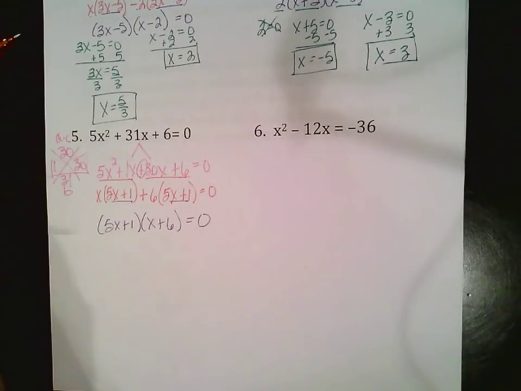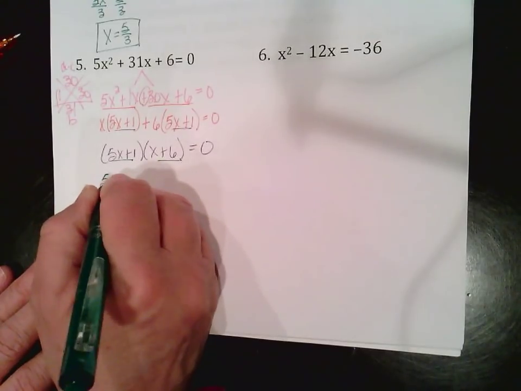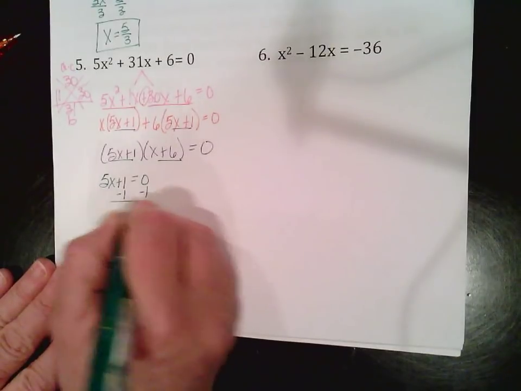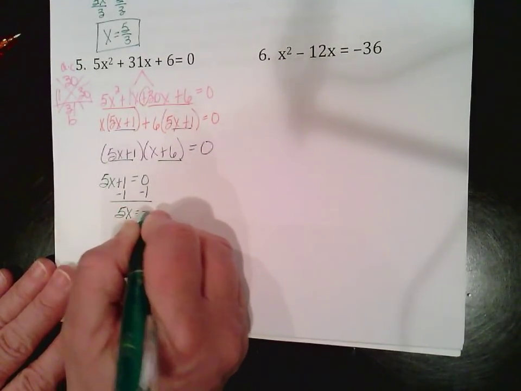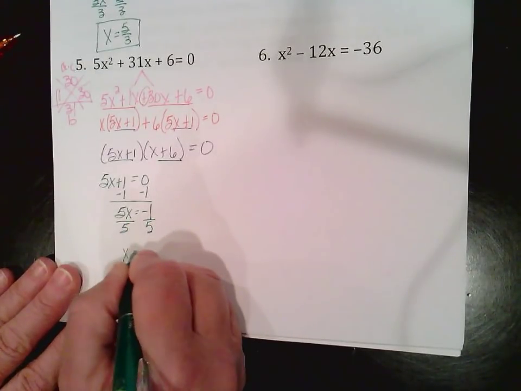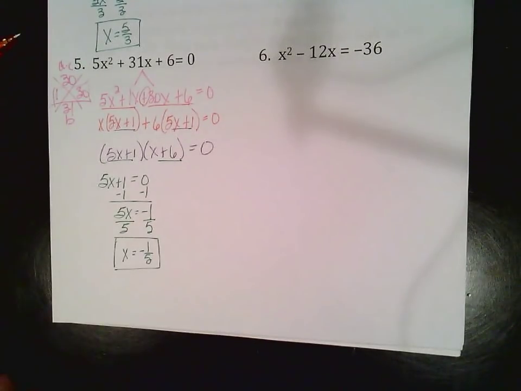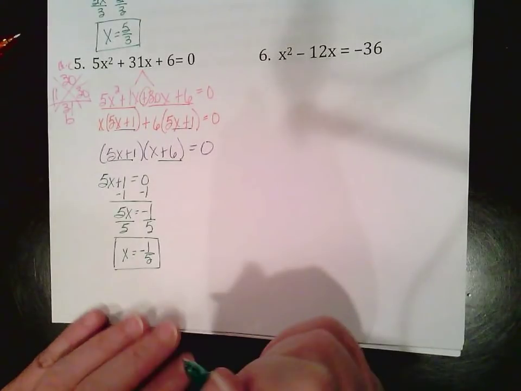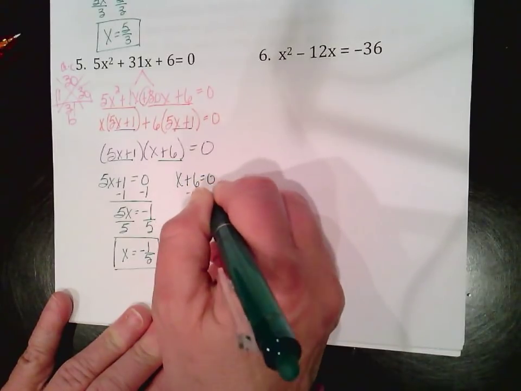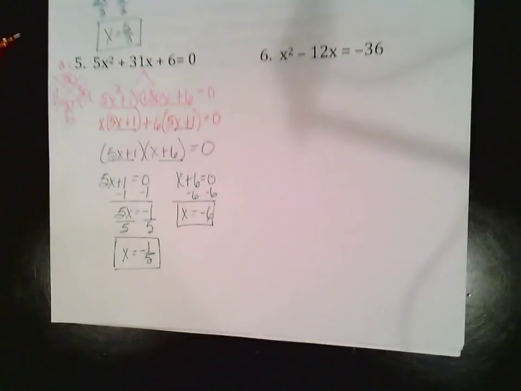And then our last step is to set each of these equal to 0. So I have 5x plus 1 equals 0. Subtract 1 from both sides. So I have 5x equals negative 1. To get the x by itself, I've got to divide by 5. So I have x equals negative 1/5. That's one of my solutions. Okay, remember the world does not work in integers. Sometimes you're going to have fractions or decimals, and that's okay. On this other side, though, I have x plus 6 equals 0. I'm going to subtract 6 from both sides, so x equals negative 6. And that's my second solution.